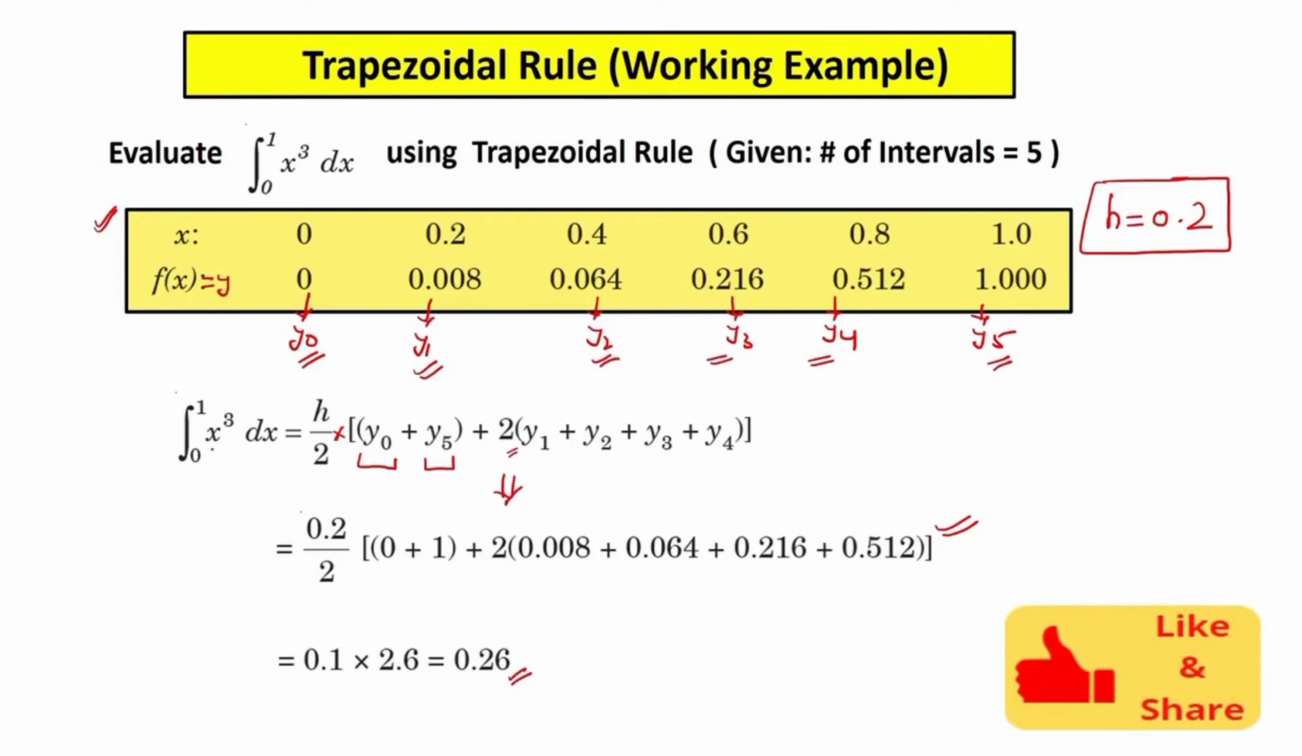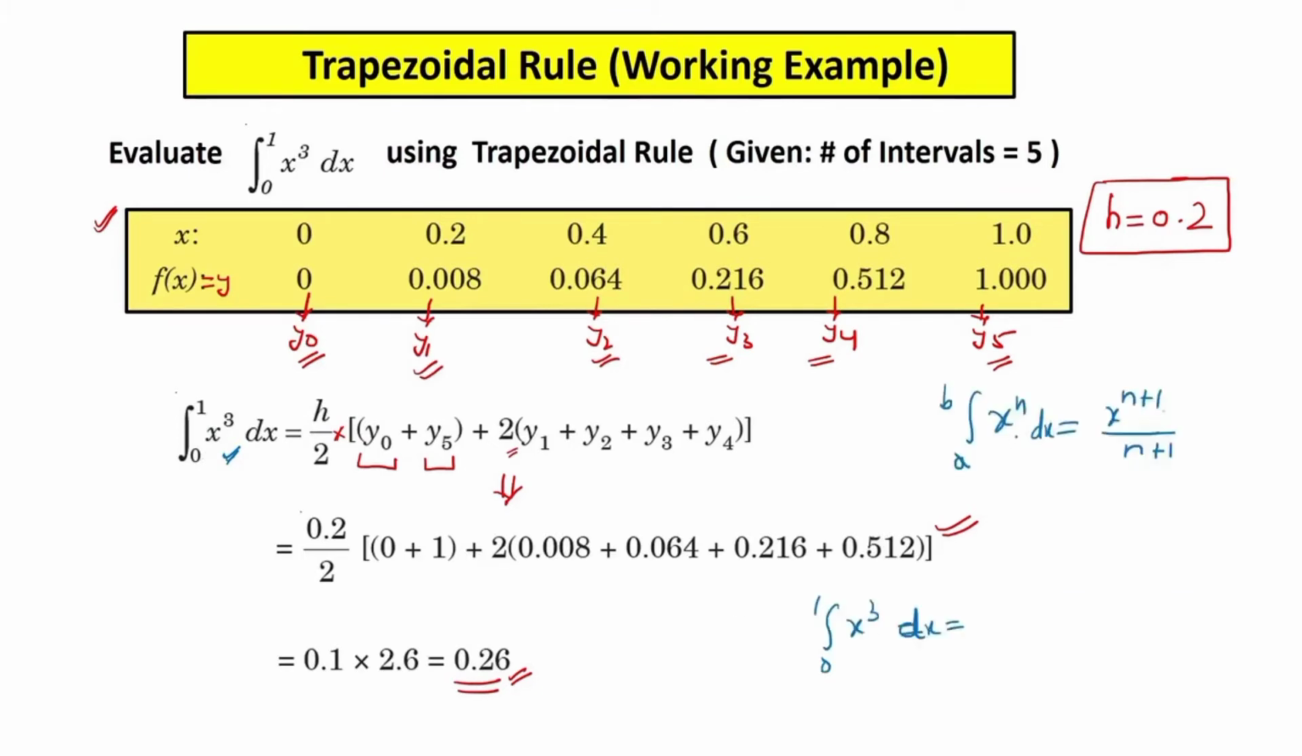That means after integrating this x cube from 0 to 1 using the trapezoidal rule, we will get the numerical value as 0.26. Now here one thing to note is, if you want to integrate this x cube from 0 to 1 using the formula that you have used in your plus 2 classes, then what value you will get? As you know, the formula for the integration of x^n dx from a to b is x to the power n plus 1 upon n plus 1. So if we put this formula here, it will be x to the power 4 upon 4, and after putting the limit values, we will get 0.25 as the answer.